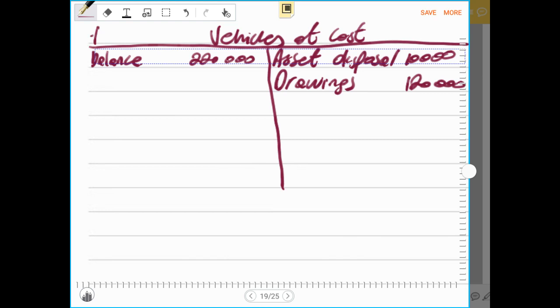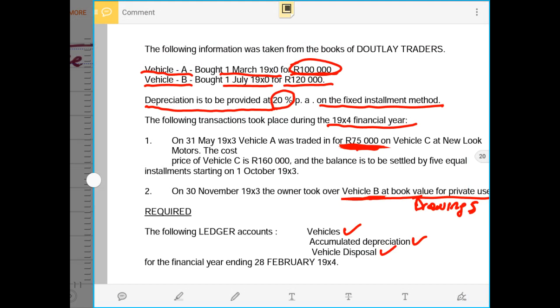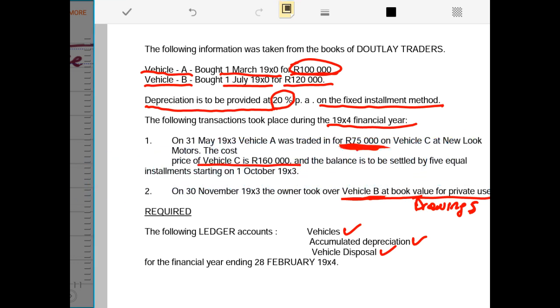Remember, assets increase on the debit side, they decrease on the credit side. So we are reducing our assets here whenever we dispose or whenever the owner takes the asset, and here we are increasing our assets whenever we buy the assets. Now the second one: there was motor vehicle C that was bought. Therefore whenever we buy, we increase our assets, which is in this case motor vehicle. So we record the cost of motor vehicle C, which was 160,000 rands, and it was bought on credit.